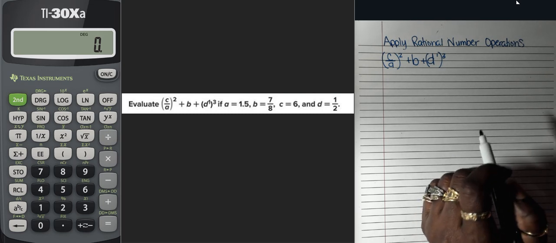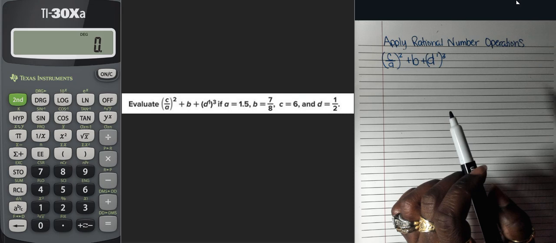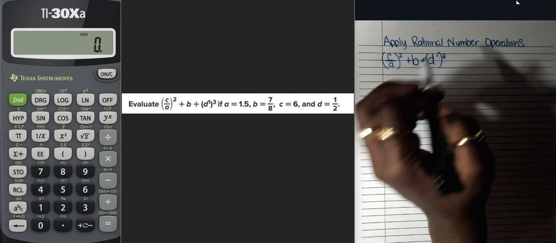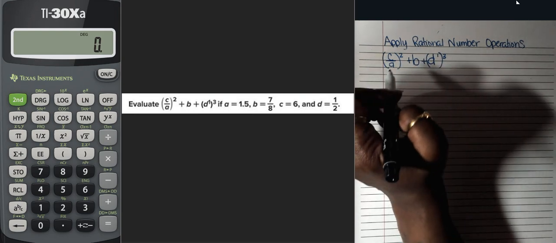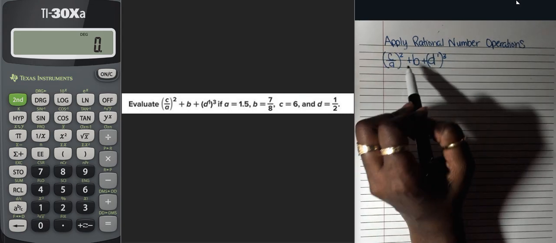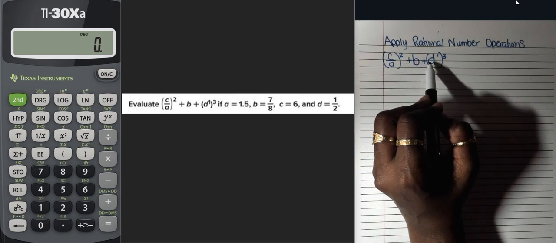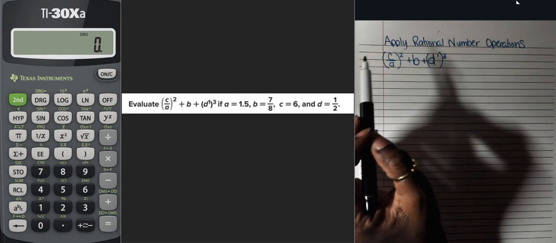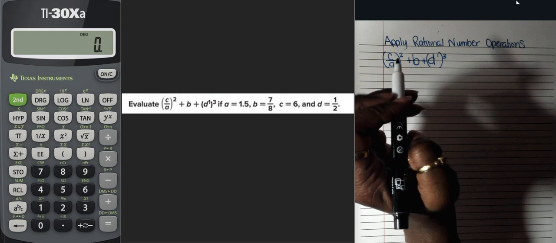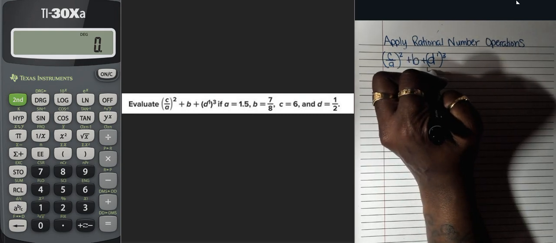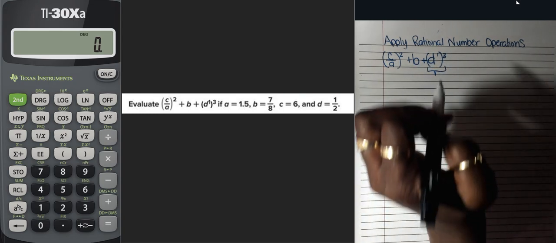All right, so the first thing we want to do is simplify it. I would say simplify it before we start replacing our values. So the first thing that I see is C over A is going to be squared. That's pretty much simplified. Plus B plus D to the first power, and that is going to be raised to the third power. Okay. So in other words, this is the only piece that I see that we can maybe simplify.